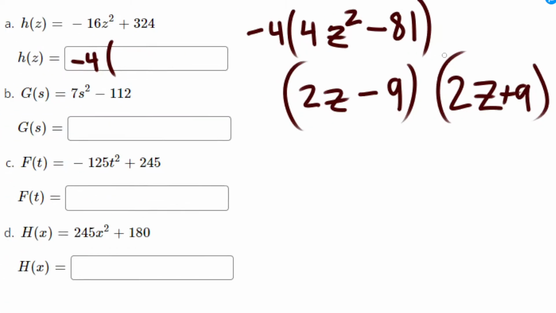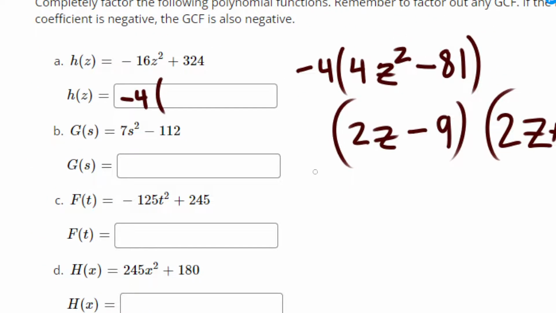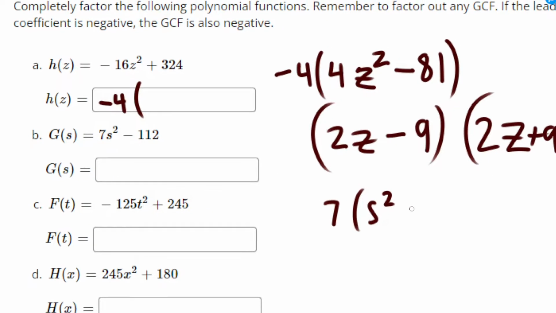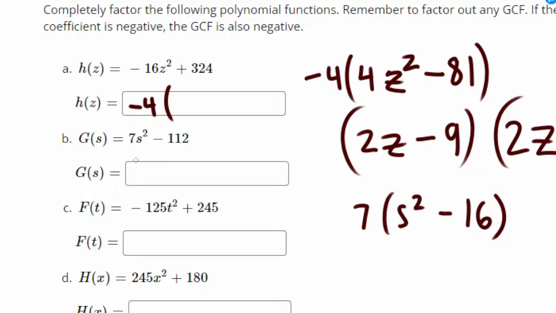Then this one, let's see if 112 is divisible by 7. Looks like it is. So we'll take out 7, leaving us with s squared minus 16. 16 is a perfect square. 1 is a perfect square. So we'll have 7 times s plus 4 and s minus 4. And we'll keep that 7 in the front.